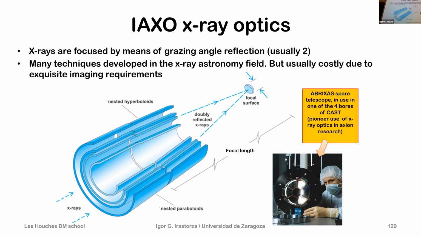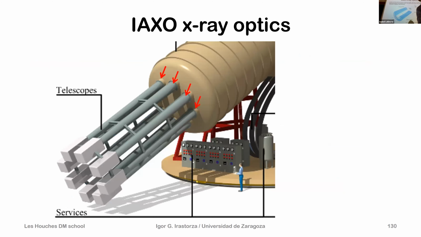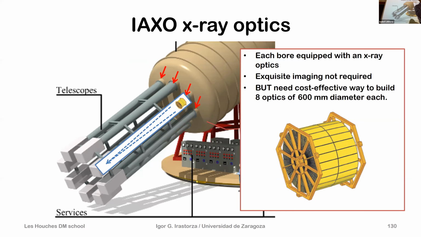Later on in the project, for this Pathfinder system that I mentioned before, a specific X-ray optics was built for the experiment. And that was the first time X-ray optics was built specifically for an axion experiment. Also as a Pathfinder for IAXO, because the optics of IAXO will need to be built. So IAXO will have many of these optics, rather big, 60 centimeters. For the case of axions, we don't require an exquisite imaging capability like in the case of astronomy. We just need to focus this photon somehow.